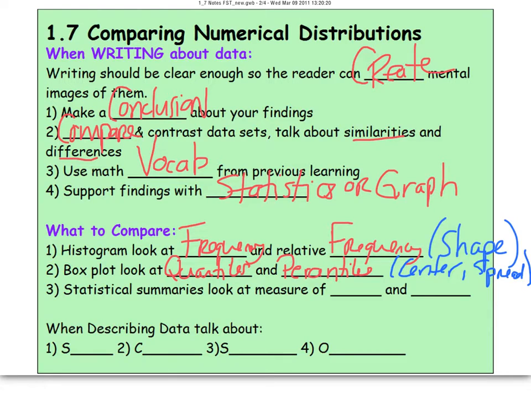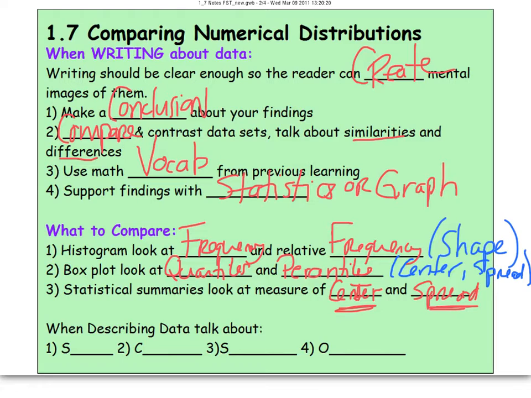The third thing are the statistical summaries. What you're going to want to do is look at the measures of center and spread. So from here, that's where we will compute the measures of center, which would be the mean or the median. Remember, measures of spread, where you're talking range, IQR, or standard deviation.